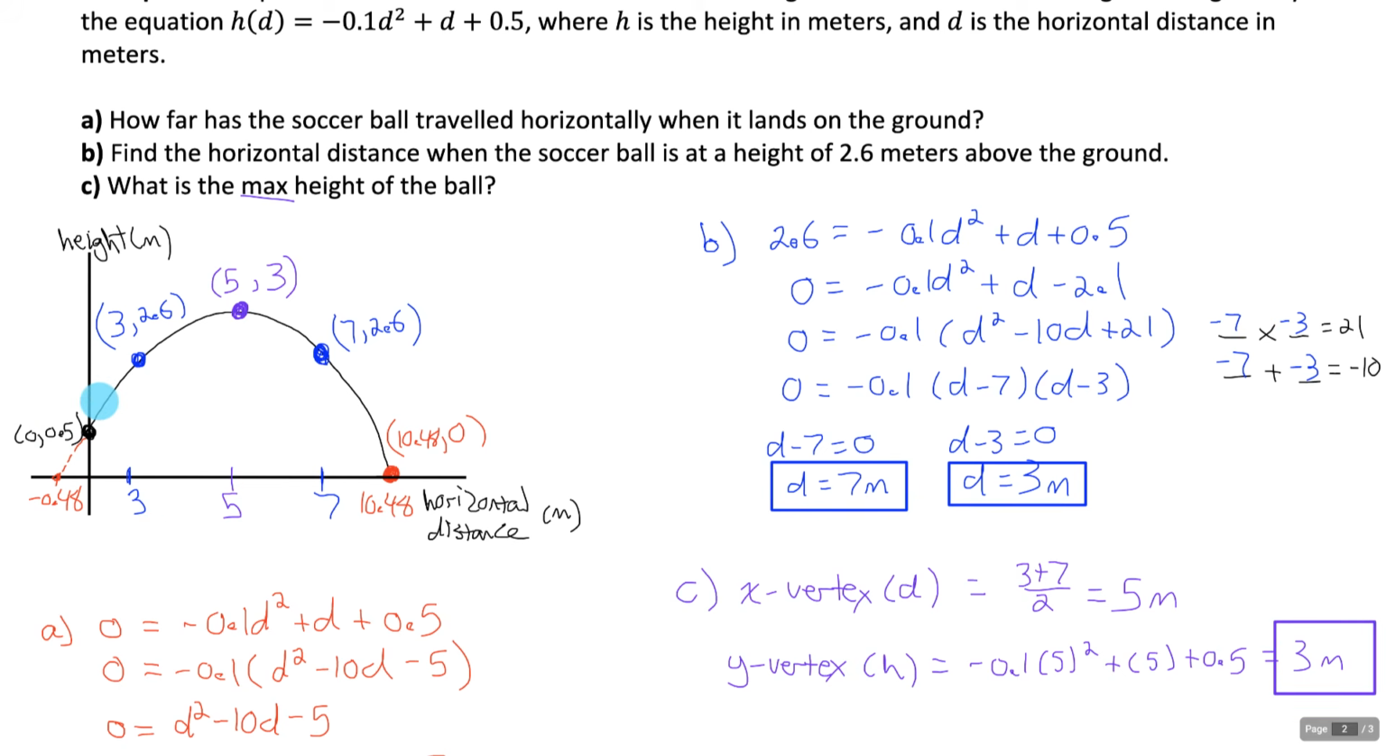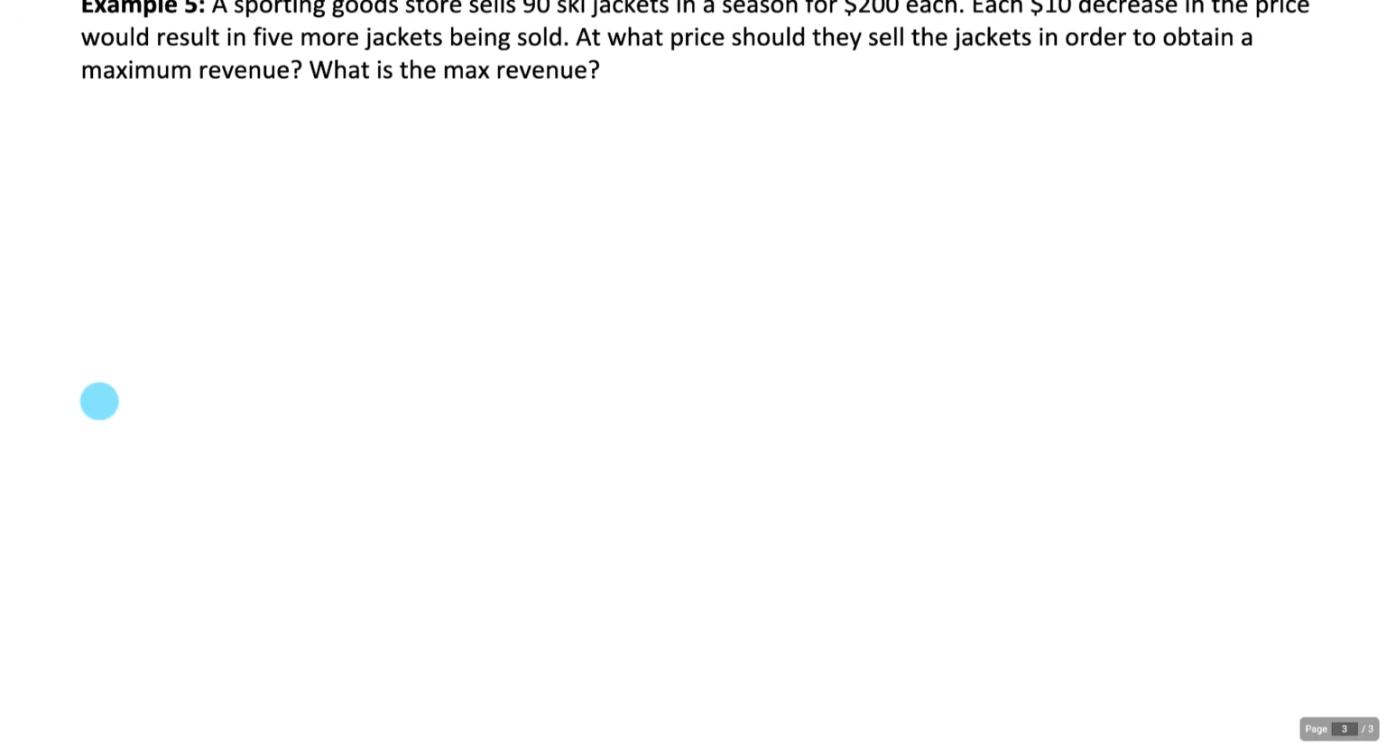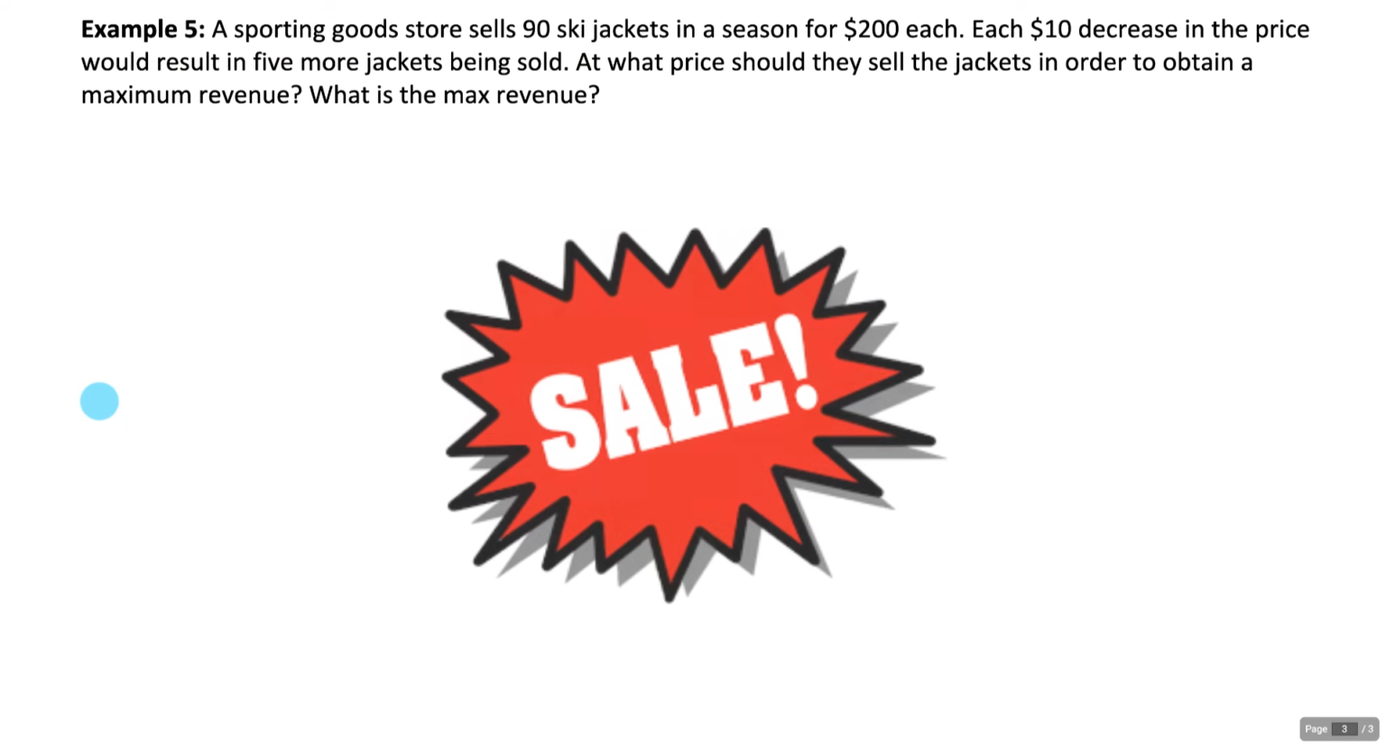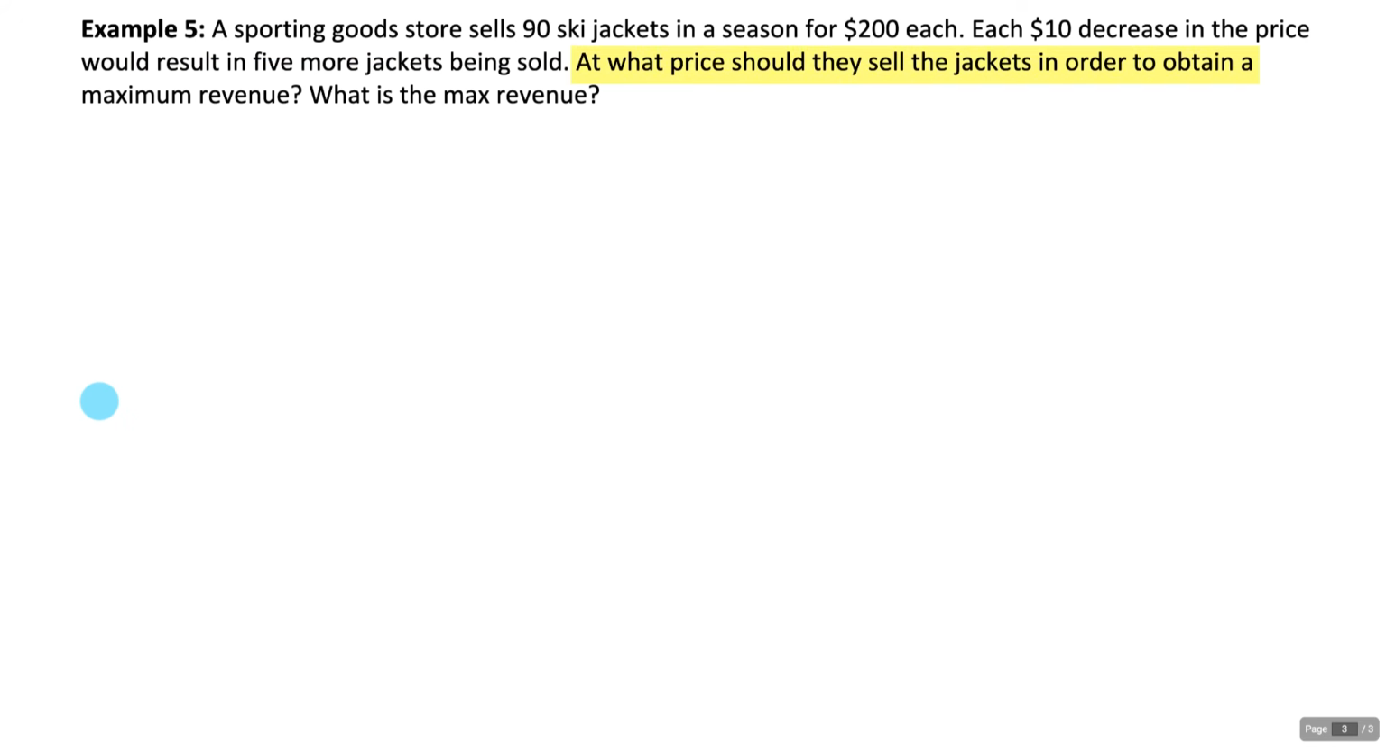Let's now move on to our very last question. In this question, we're going to be looking at how to maximize revenue. A sporting goods store sells 90 ski jackets in a season for $200 each. Each $10 decrease in price would result in 5 more jackets being sold. And that should make sense. If you decrease the price of something, you're going to sell more of the items. At what price should they sell the jackets in order to obtain a maximum revenue? And what is the maximum revenue?